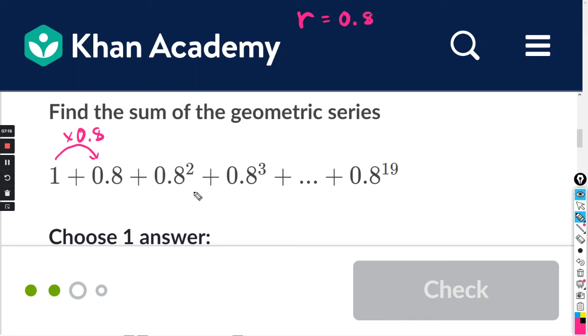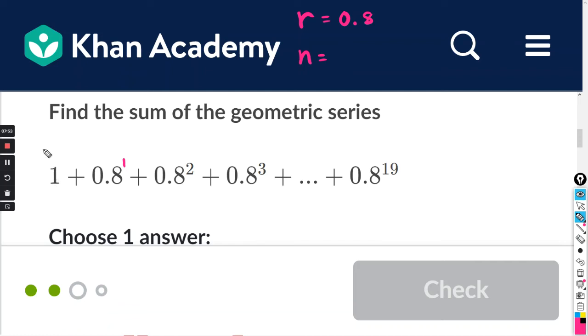If you want to double check, you can take another term. 0.8 squared divided by 0.8 is just going to be 0.8. All right. So for n, the number of terms, let's see if we can figure this out. If you notice, the exponent increases by 1 each time, and it goes up to 19. So when there's no exponent, it's the same thing as if it's to the first power. And the number 1 is anything to the 0 power.